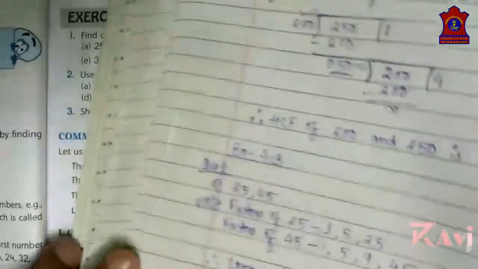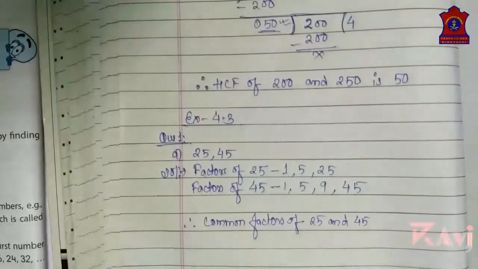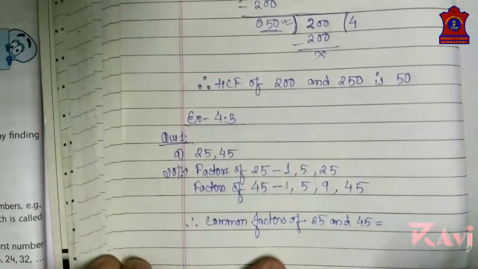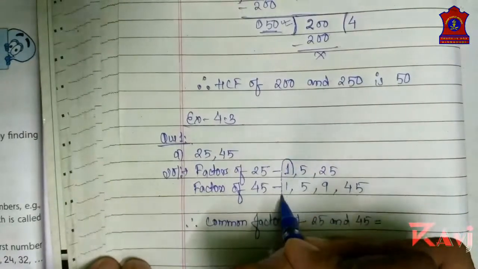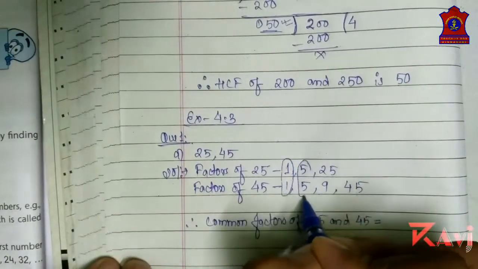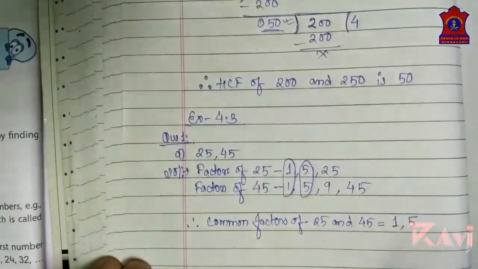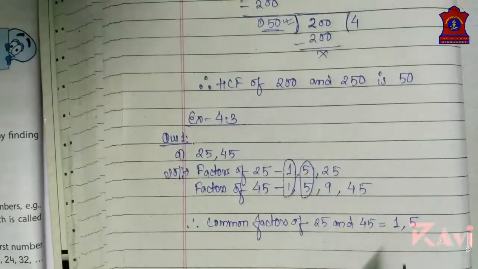25 and 45 are 1 and 5, and no other. So the common factors of 25 and 45 are 1 and 5.